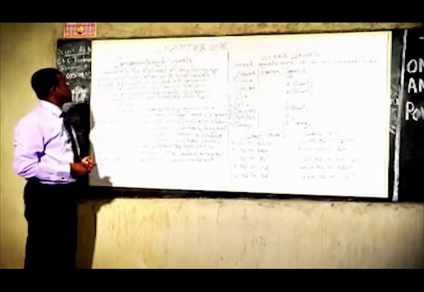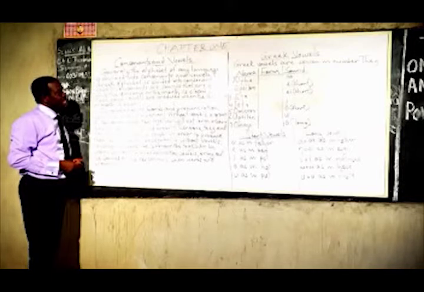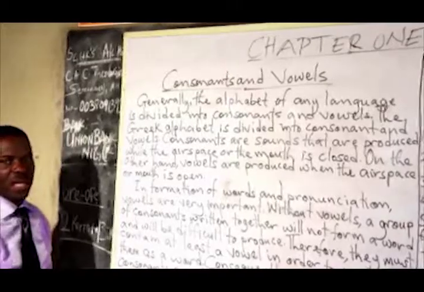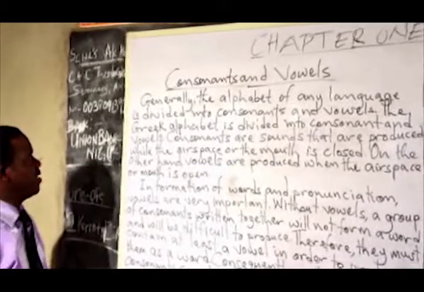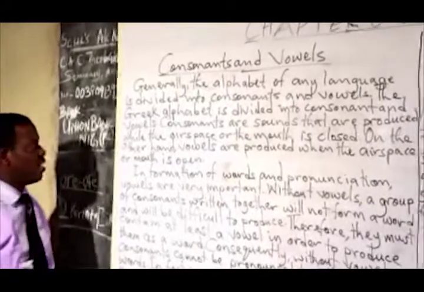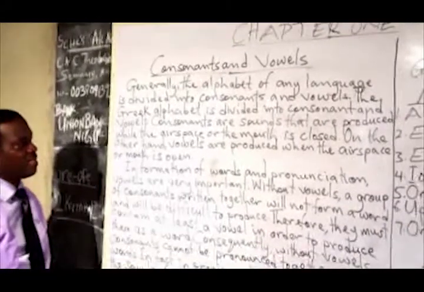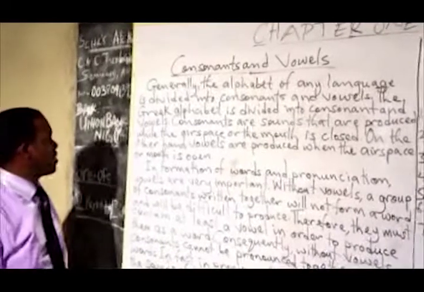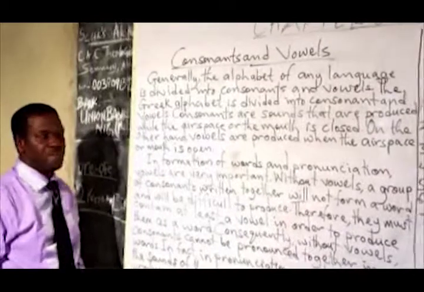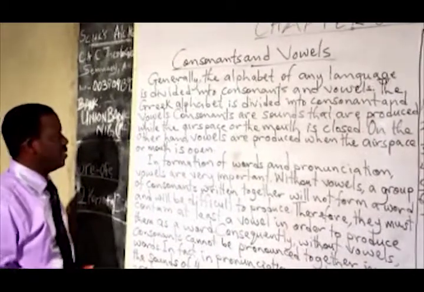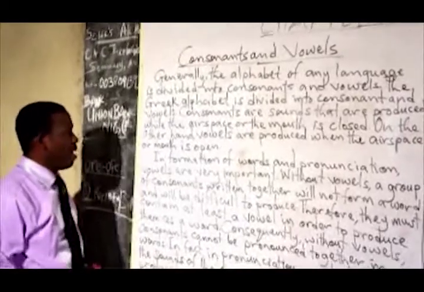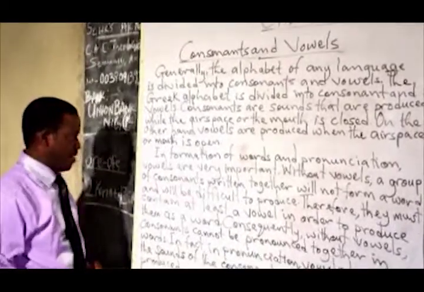Consonants and vowels. Generally, the alphabet of any language is divided into consonants and vowels. The Greek alphabet is divided into consonants and vowels as well. Consonants are sounds that are produced while the head space or the mouth is closed. On the other hand, vowels are produced when the head space or mouth is open.